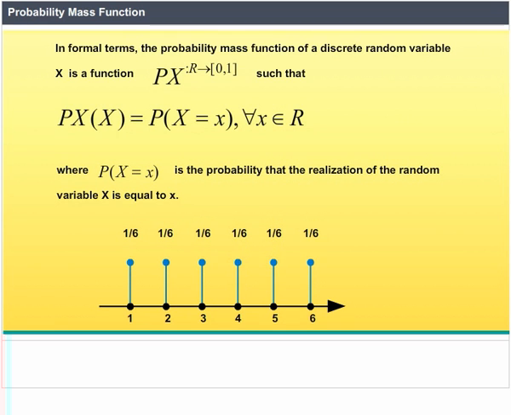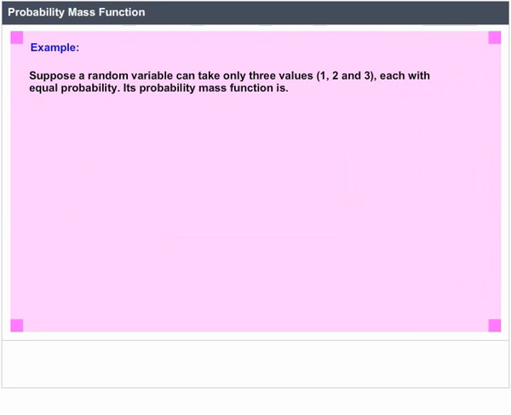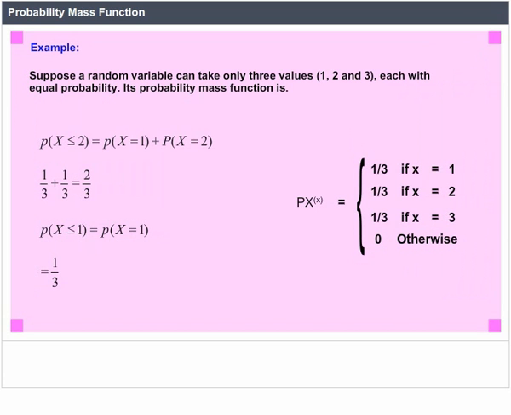Example: suppose a random variable can take only 3 values 1, 2 and 3, each with equal probability. Its probability mass function is: probability of X less than or equal to 2 is probability of X equal to 1 plus probability of X equal to 2, then 1 by 3 plus 1 by 3 equal to 2 by 3. So probability of X less than or equal to 1 is equal to probability of X equal to 1, equal to 1 by 3. Then the final answer: 1 by 3 for x equal to 1, 1 by 3 for x equal to 2, 1 by 3 for x equal to 3, then 0 otherwise.